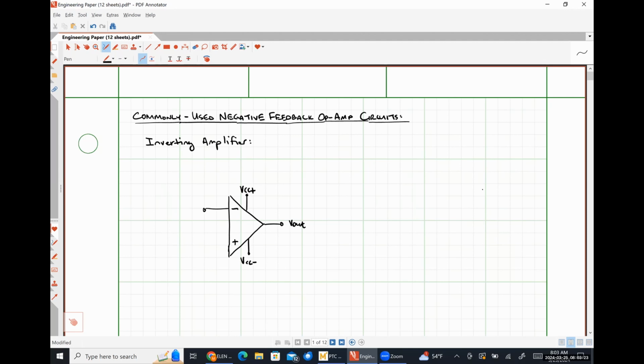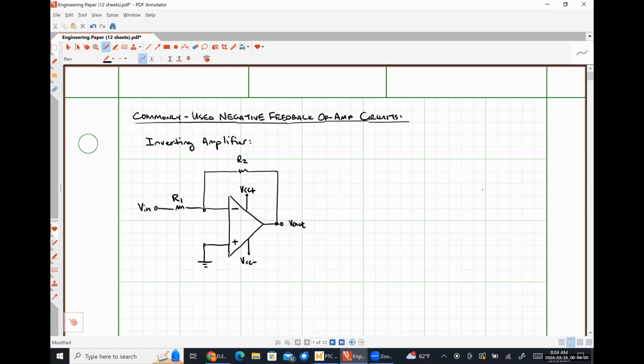All of these are going to be negative feedback circuits. So I'm going to place a resistor in the feedback path, connecting my inverting input to my output like so. I'm going to call this resistor R2. There's going to be a resistor R1 between my inverting input terminal and my input voltage signal Vin. And then we are simply going to connect our non-inverting input terminal to ground.